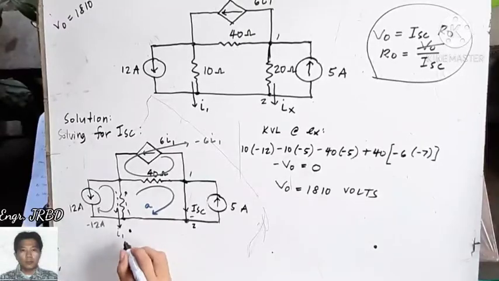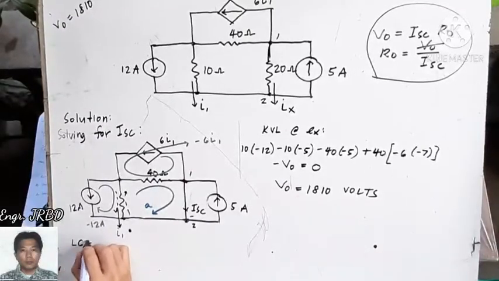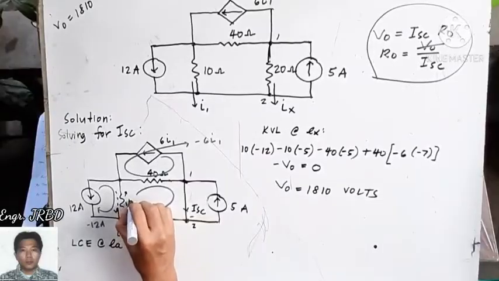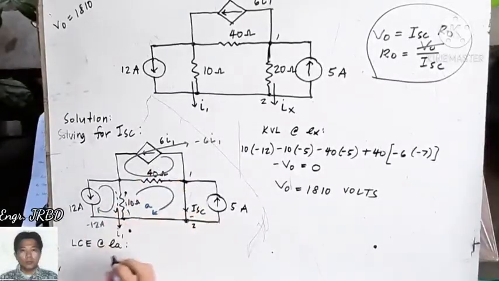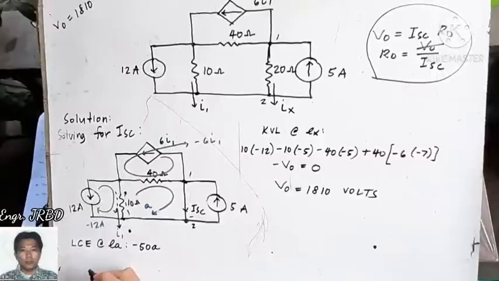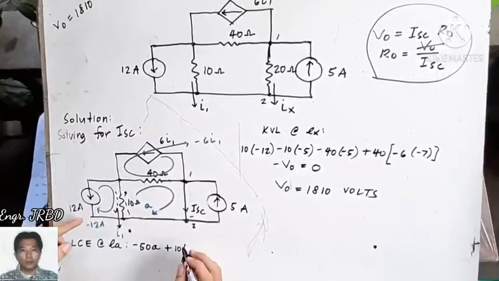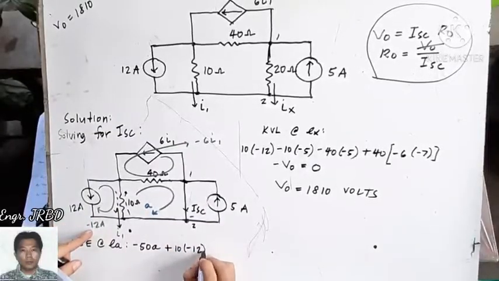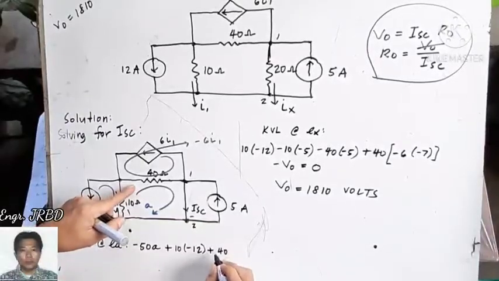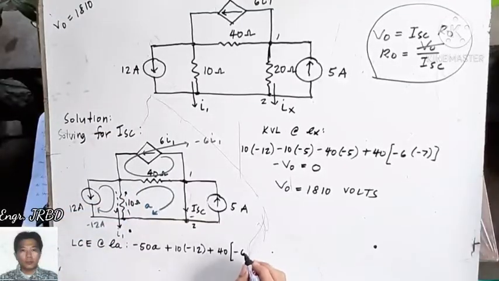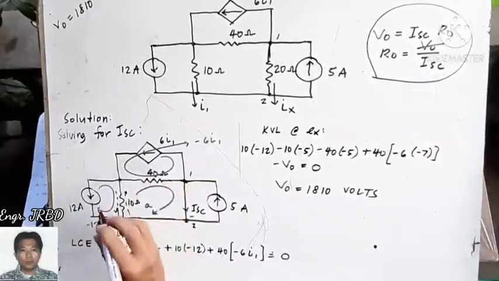We can formulate the first equation by applying the loop current equation at loop A. This is 10 ohms, 10 plus 40, that is negative 50A, plus 10 times negative 12, plus 40 times negative 6 times I1, and that is set to 0. Where is I1? This is the I1.